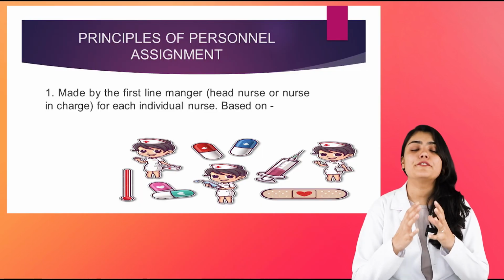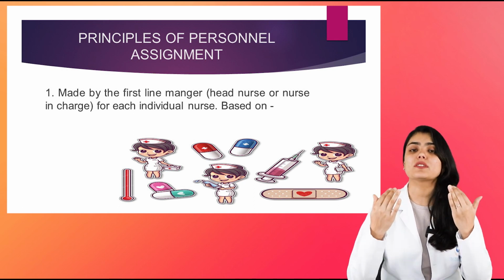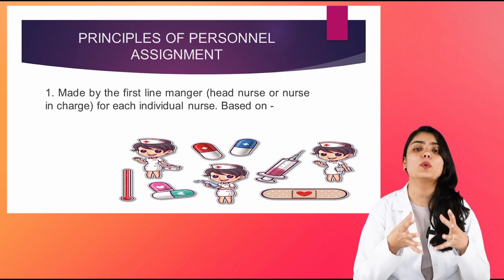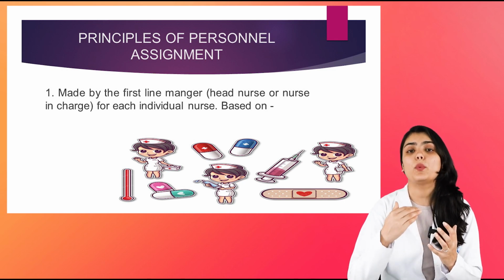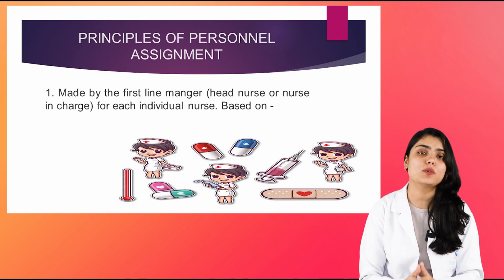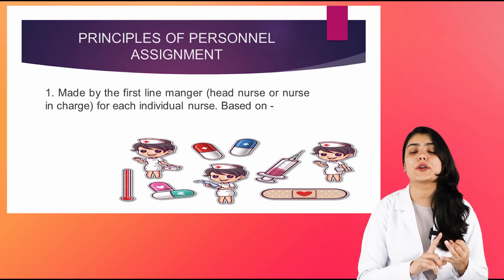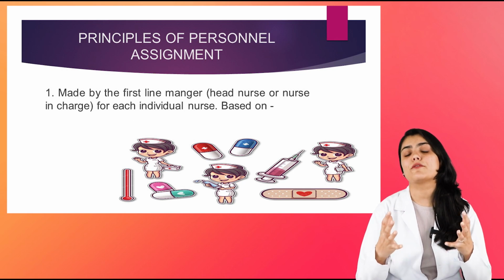When we are assigning a particular patient or a group of patients to the nurse, or when we are assigning any kind of task to a professional nurse, what are the various principles that are to be followed? The first line manager, the person who supervises the nursing care immediately, will decide the most appropriate way of delivering the nursing care. It should always be made by the first line manager, which is either a head nurse or a nurse in charge. And they will select the appropriate method of care delivery based on various different things.